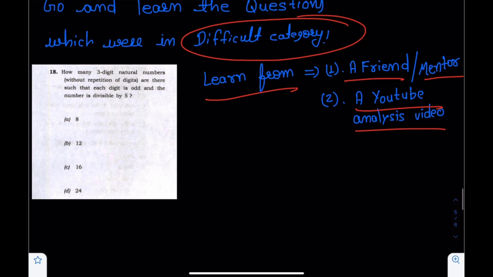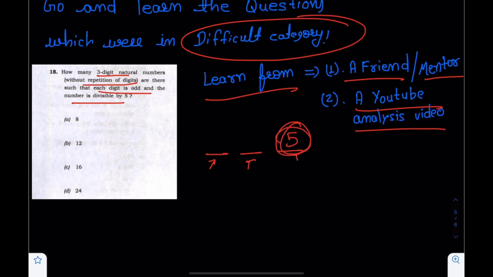This question says: how many 3-digit natural numbers without repetition of digits are there such that each digit is odd and the number is divisible by 5? So we are going to create a 3-digit natural number which is divisible by 5, and it should also be odd. It can be odd and divisible by 5 only when the units digit is 5. Now there are two more positions, and in these positions which numbers can we place? For the units place, only one choice is available, so technically there can be only one possibility.